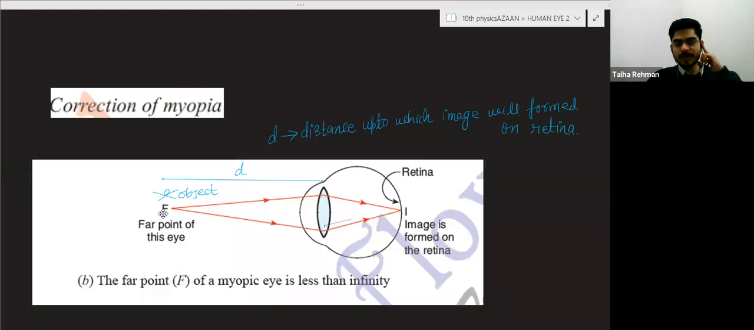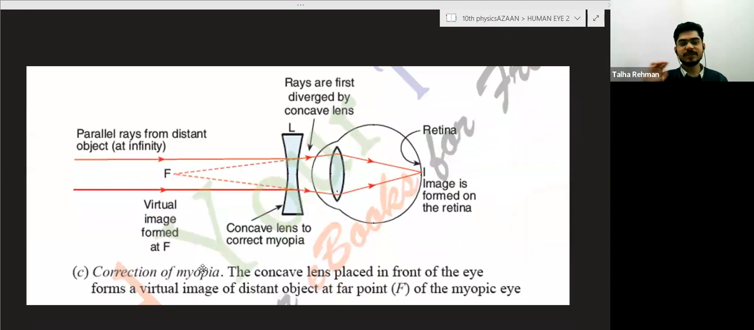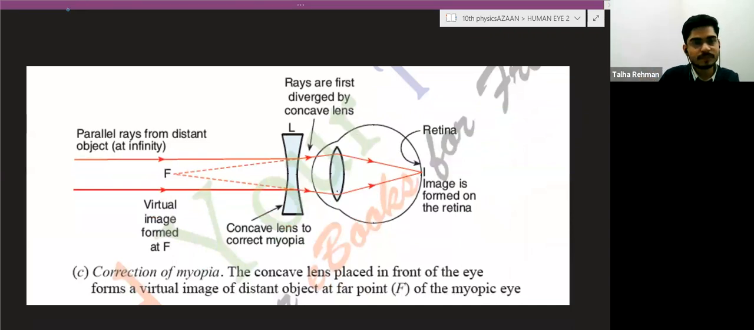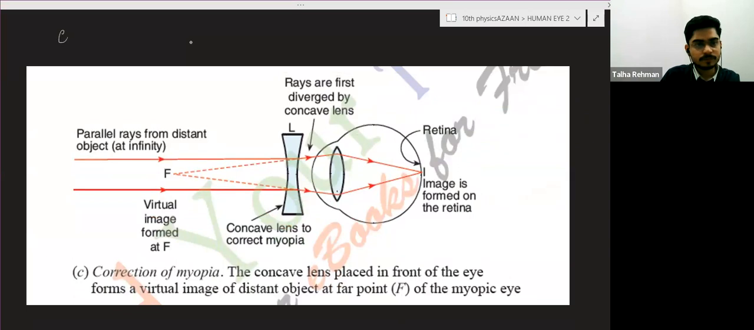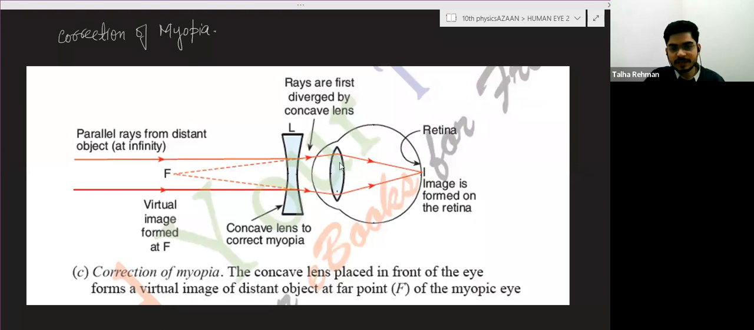This is the far point of the eye. So up to this far point, up to the distance D, the eye can see clearly, means the image is formed on the retina. So this is the point that will be used for the correction of the myopia. Now how will we correct the myopia? Okay, see here. Basically, this is the correction of myopia.